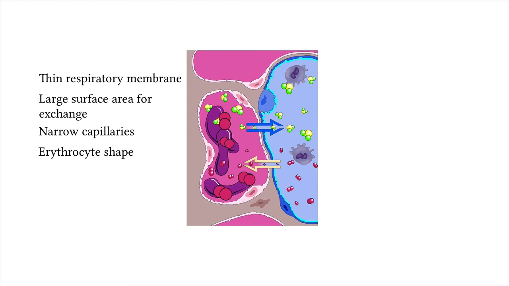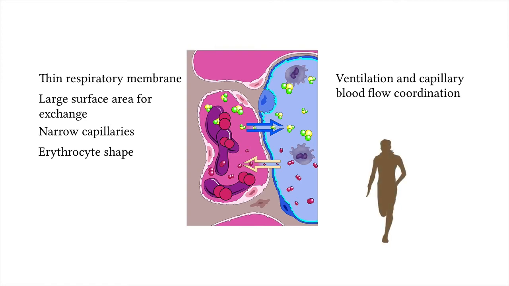Now, there are 2 physiological processes that also increase this efficiency. The first is due to a controlled connection between ventilation and capillary blood flow in the lungs. When you exercise, for example, your heart beats faster and harder. That makes the blood flow through the vessels more quickly. Well, those changes send signals to the medulla oblongata of the brain to cause your breathing to increase.